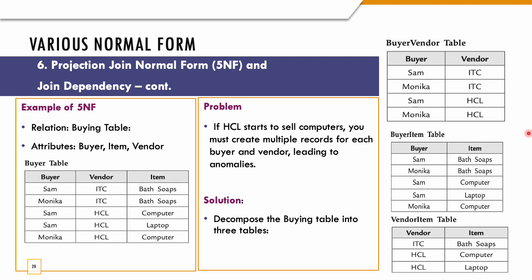As the conclusion, each of the three decomposed tables is in fifth normal form. By splitting the original table in this way, we have ensured that there is no redundancy and that any new vendor or item relationship can be added without needing redundant entries. Additionally, joining these tables can perfectly reconstruct the original buying table without any loss of information.